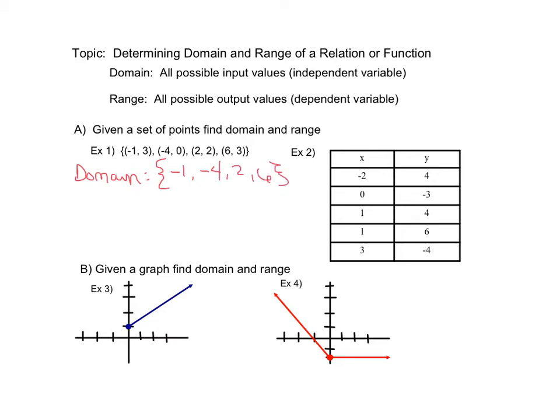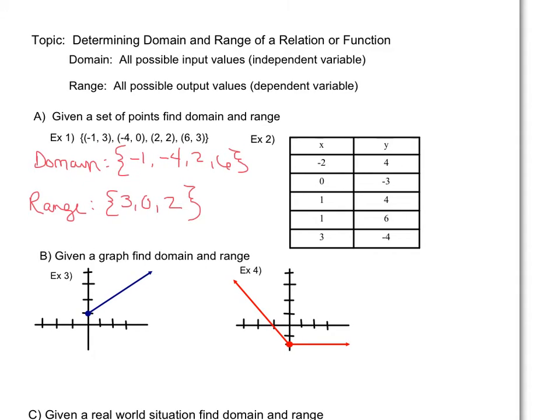That's my domain. My range, on the other hand, is going to be all my y values. So doing the same thing and listing all my y values, I have a 3, I have a 0, I have a 2. I have another 3, but since I've already written 3, I do not need to write it twice if it overlaps.